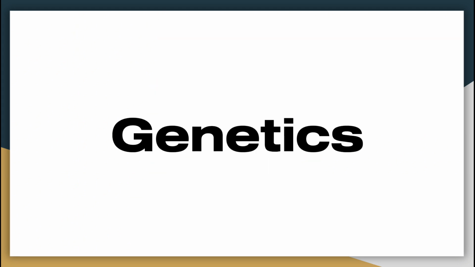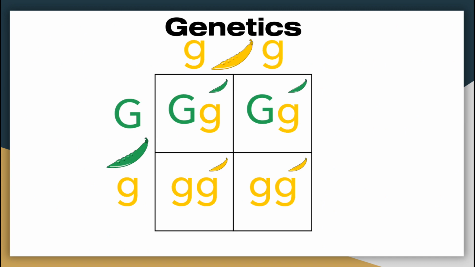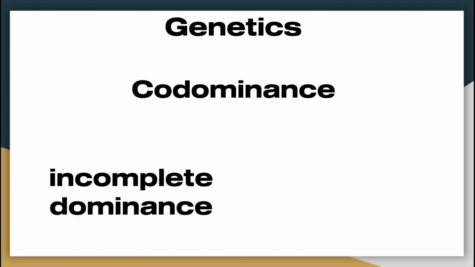Now on to genetics. Remember this? This is important. You should remember how to do Punnett squares because I am lazy and don't want to explain them. But I will explain incomplete dominance, codominance, and multiple alleles.